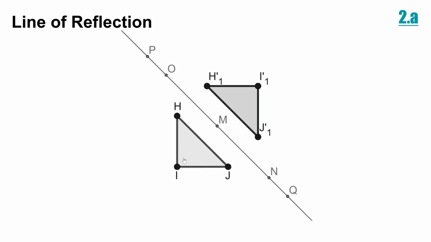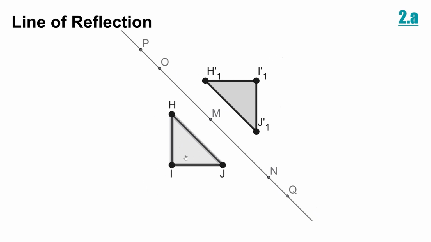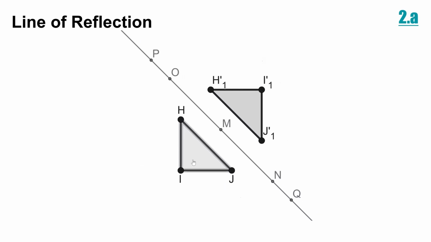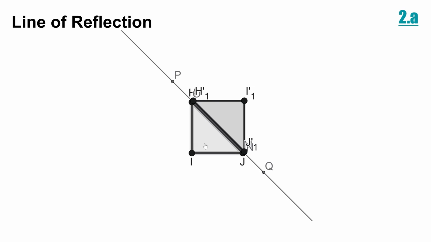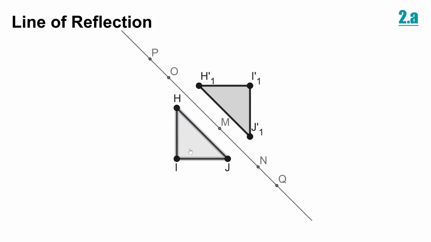The line of reflection is the same distance from preimage and image. So as the preimage moves further away from the line of reflection, the image will move further. If the preimage moves closer to the line of reflection, then the image will move closer to the line of reflection.